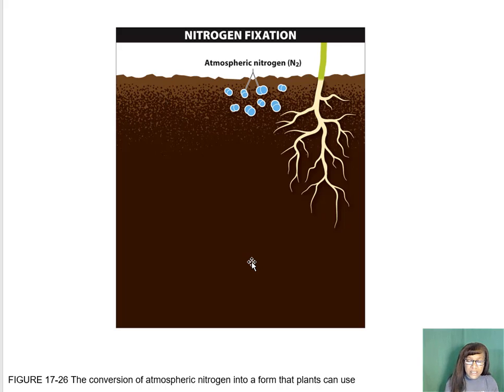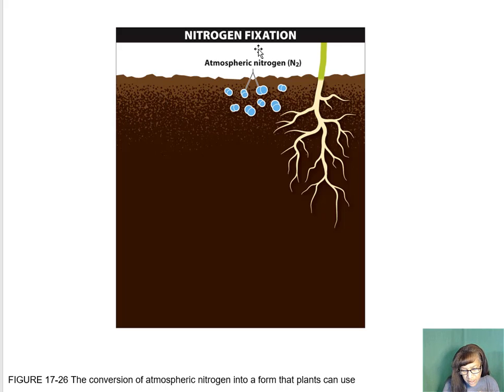So let's take a look at what these nutrients are and what's happening in the soil so that we know how to actually do these replacements when we're doing hydroponics. So, nitrogen fixation: the conversion of atmospheric nitrogen, the nitrogen that's in the air, into a form that plants can actually use, because they cannot pull nitrogen from the air, but yet they still need nitrogen.